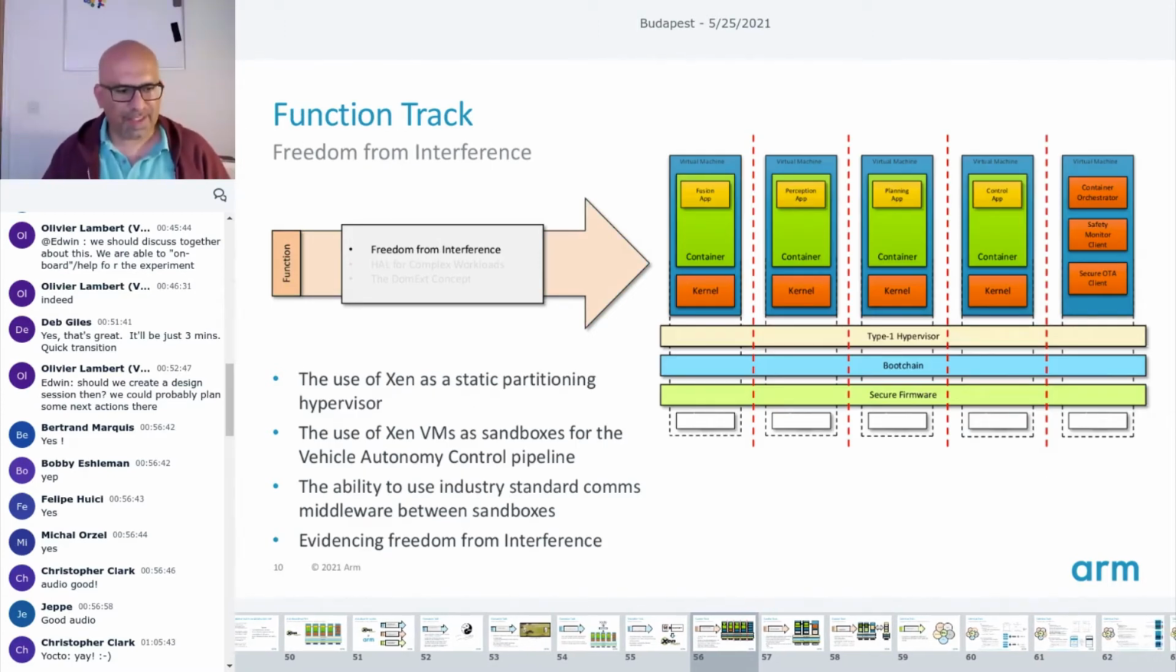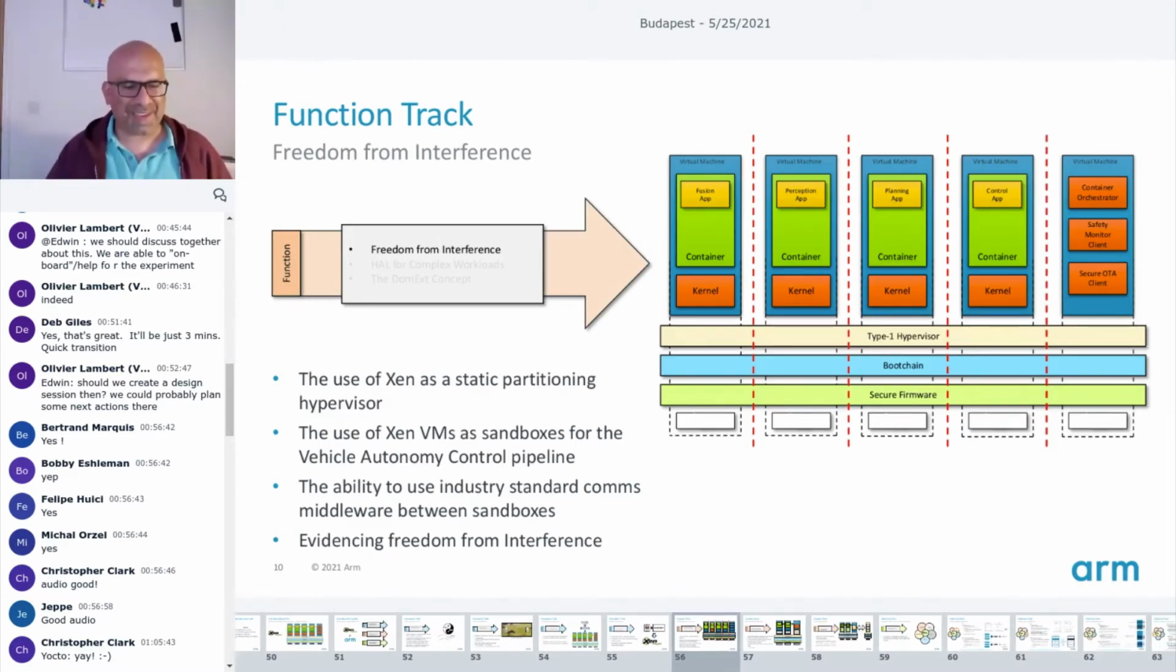Okay, so now here's where the interesting stuff happens, right? So this is where the design patterns come in. Like I said in the outline of the presentation, this is what I wanted to tell people, right? So yeah, this is obviously not going to be a surprise to you guys, but the use of Zen as a static partitioning hypervisor is increasingly popular. For that matter, not just Zen, type 1 hypervisors, but used as a static partitioning mechanism. What do I mean by static partitioning? I mean, there is an affinity between virtual machines and physical resources that's set once and actually doesn't change for most of the lifetime of that run of the product, right?